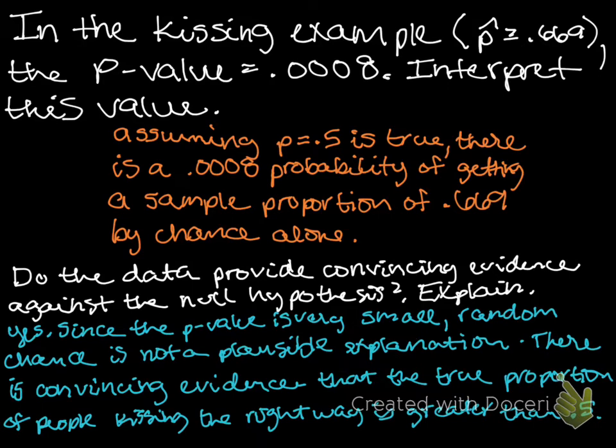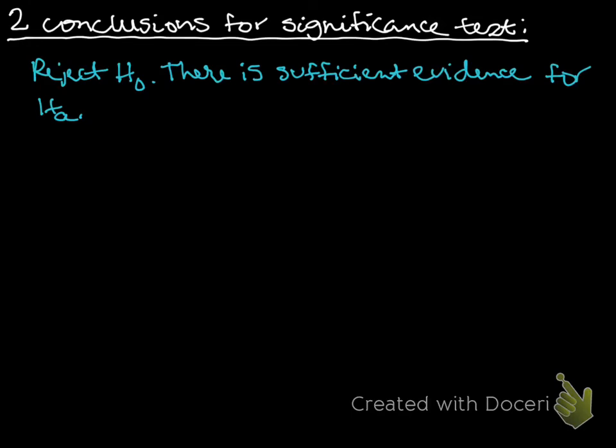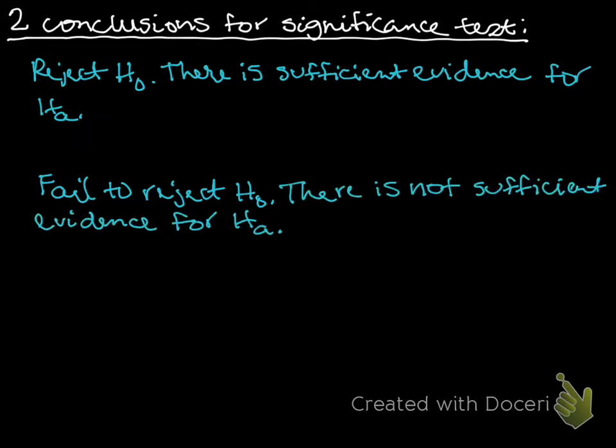All right, so for the conclusion of a significance test, there are two possible outcomes. First outcome: we reject the null. There is sufficient evidence for the alternative. Second case: we fail to reject the null. There is not sufficient evidence for the alternative. So we either reject it, there's sufficient evidence for the alternative, or we fail to reject it, there's not sufficient evidence for the alternative.